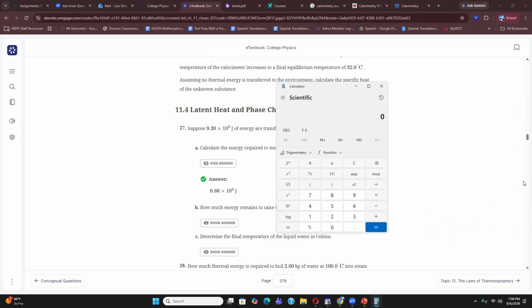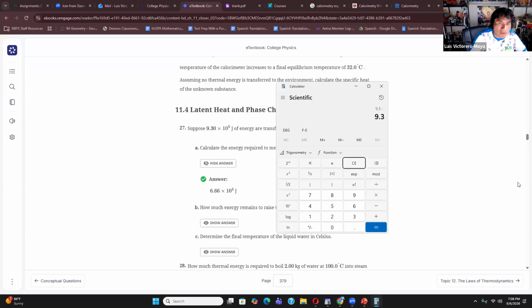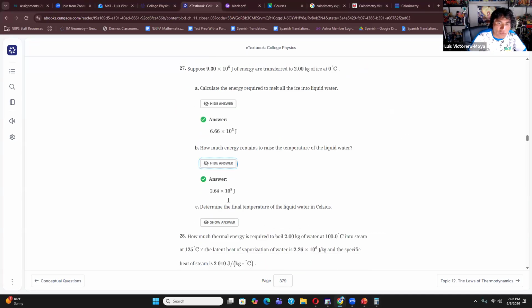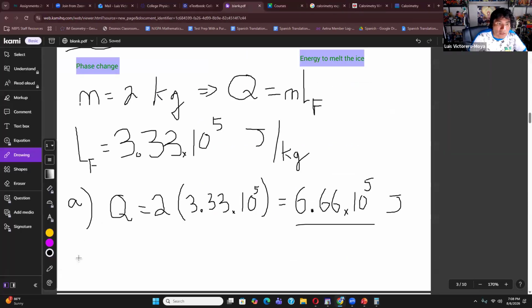Sorry, can you repeat the question? If you have this energy originally, and you already use this to melt ice, how much energy do you have remaining? Just subtract. Yeah, subtract that, minus. So 2.64 times 10 to the 5. So that's the energy remaining to raise the temperature of water. So 2.64 times 10 to the 5.